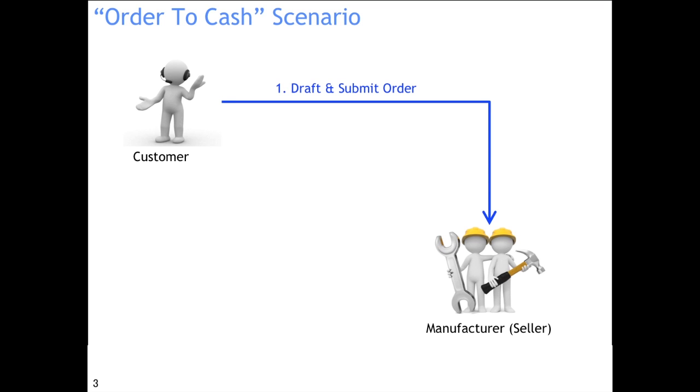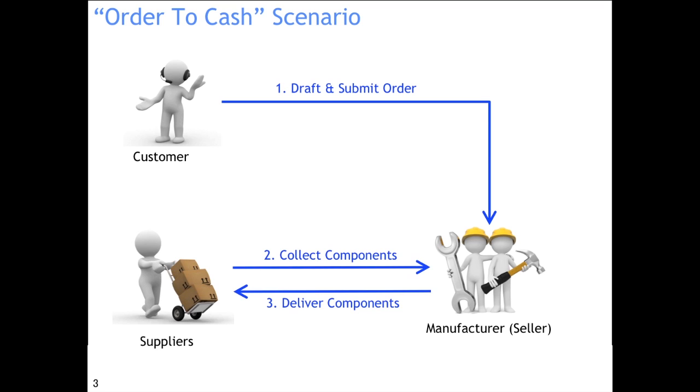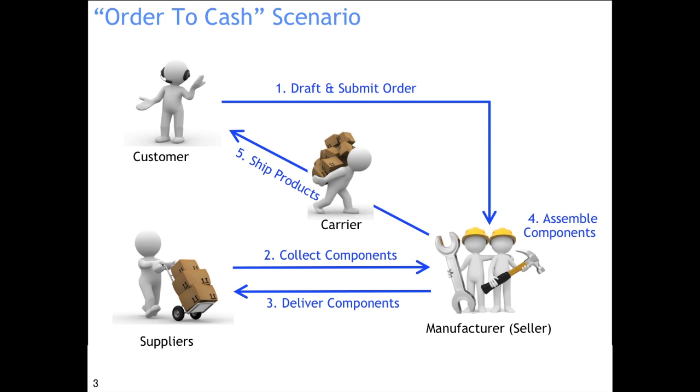To understand how various participants can interact, let's explore an example called order to cash. The order to cash example describes a scenario in which a customer requests a generic product. An order for this product is created and submitted to a manufacturer or seller, which is responsible for collecting needed components from a set of suppliers. Once all components are received by the manufacturer, the product is fabricated and then shipped back to the customer by a carrier. During such a process, a customer may request a cancellation of the order. In this example, we mainly focus on the process from a manufacturing aspect instead of a payment aspect.